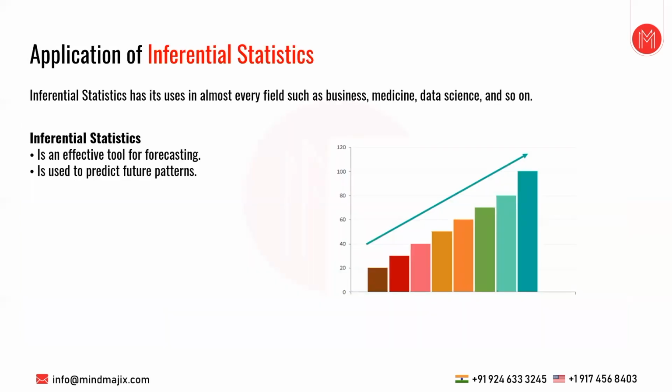So if we talk about the applications of inferential statistics, it is used in almost every field, such as business, medicine, data science or data analytics, and many more. It is an effective tool for forecasting, time-based forecasting or weather forecasting. It is also used to predict future patterns, because forecasting is part of predicting future patterns. Inferential statistics are often used to compare the difference between treatment groups.